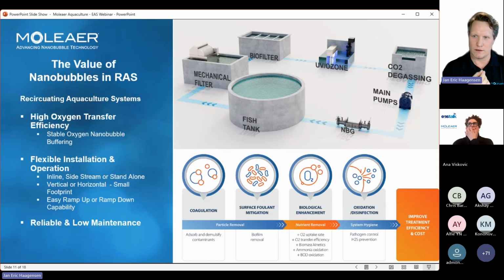And this is giving an opportunity or a potential, for example, if the system here was based on ozone advanced oxidation process, it's giving you the opportunity to reduce the amount of ozone needed in that system. And then you have the biological enhancement ability in the biofilter. You are able to take out more nutrients because of the O2 uptake rate, O2 transfer efficiency. And what I'm going to dive a little bit more into is the fantastic ability to improve the biomass kinetics, giving you better ammonia oxidation and VOD oxidation.